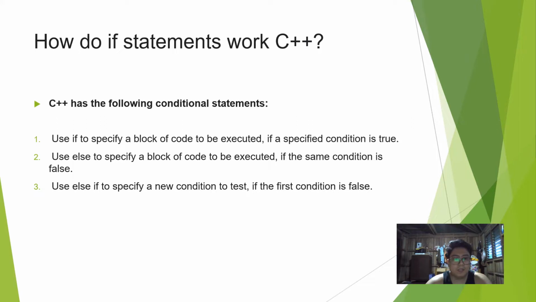C++ has the following conditional statements. Number one, use if to specify a block of code to be executed if a specified condition is true. Use else to specify a block of code to be executed if the same condition is false. Use else if to specify a new condition to test if the first condition is false.